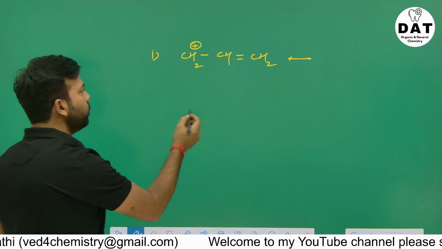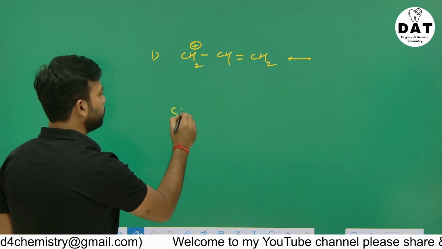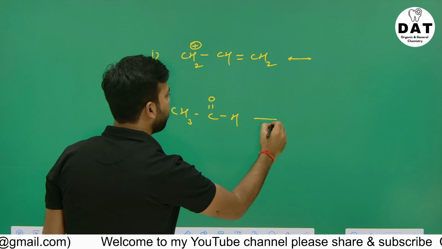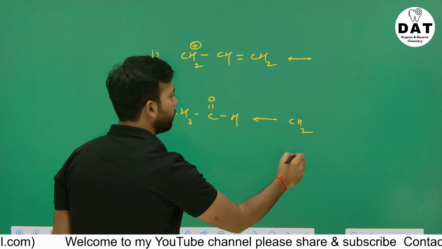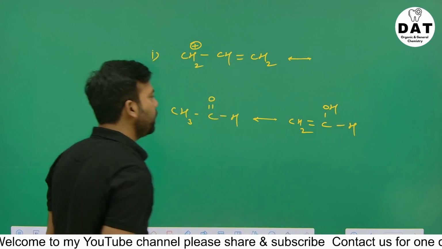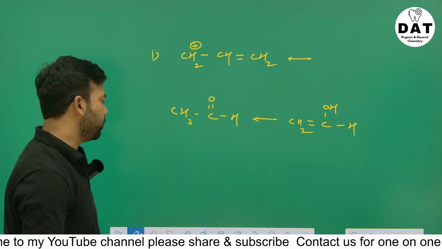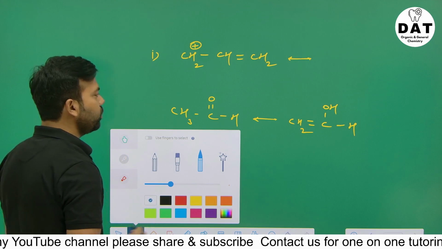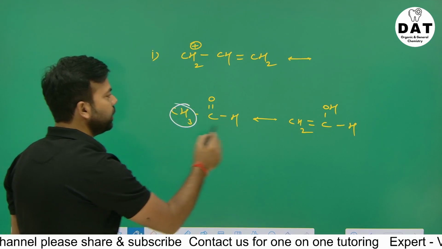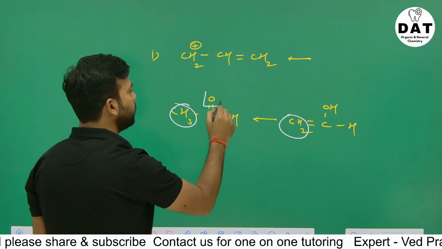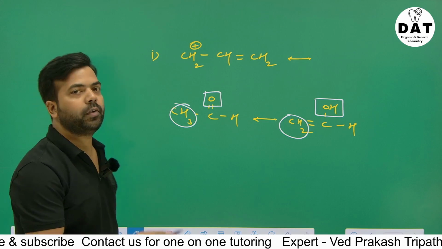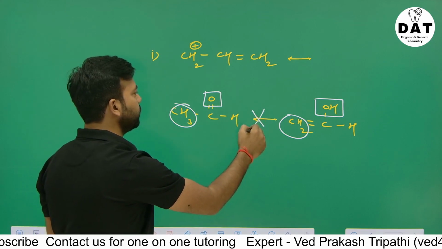So if you look at this one, suppose, look here. This is not a resonance structure. Why? I told you that in resonance structure, atom movement is not going to occur. This is CH3 and here we have CH2. This is single oxygen and here we have OH. Makes sense? So here we have the shifting of atoms. So this is not a resonance structure.